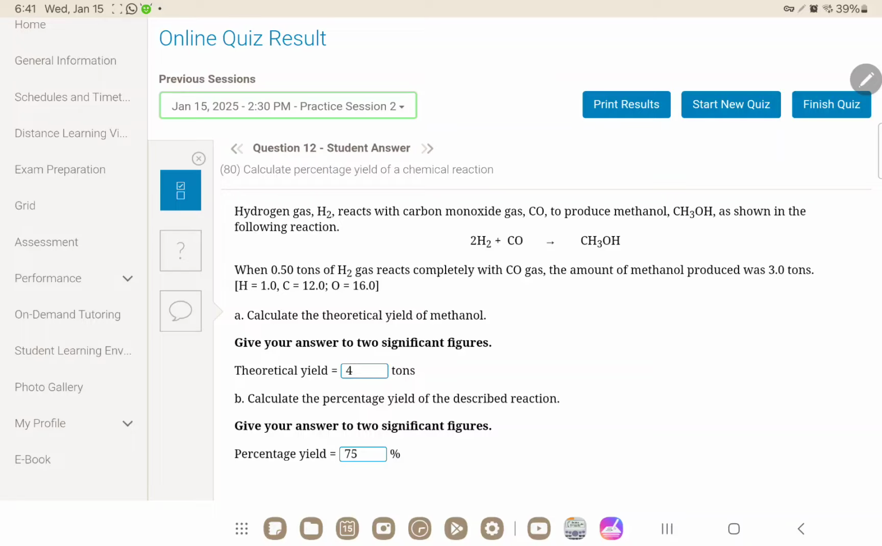Hydrogen gas reacts with carbon monoxide gas to produce methanol as shown in the following reaction. When you have 0.5 tons of H2 gas reacting completely with the CO gas, the amount of methanol produced was 3 tons. They want, first of all, the theoretical yield and the percentage yield, because percentage yield equals actual yield over theoretical yield times 100. So we know our actual yield is 3 tons.